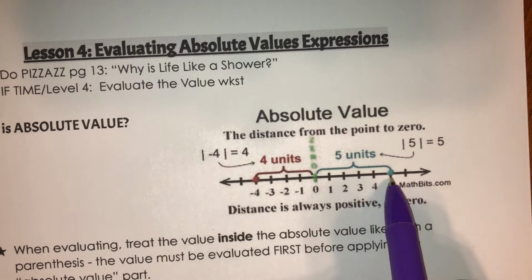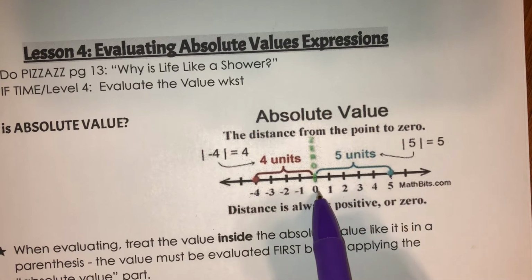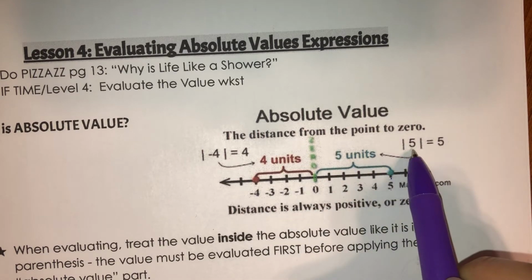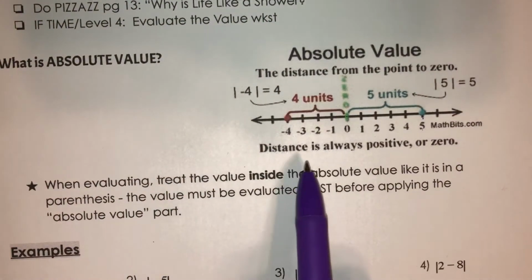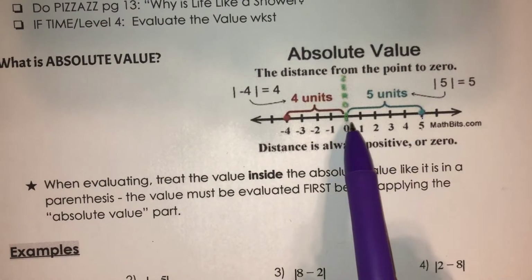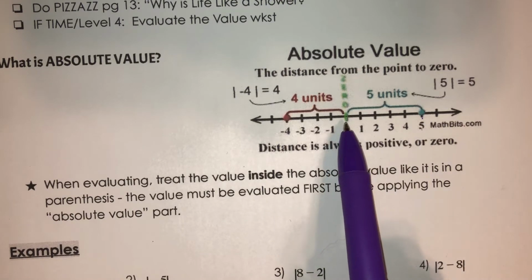Same thing with 5. If I have a positive, well, the distance that 5 is from 0 is 5 units. So the absolute value of 5 is 5. So distance is always positive, or I guess if it's 0, then it's 0 units from 0.